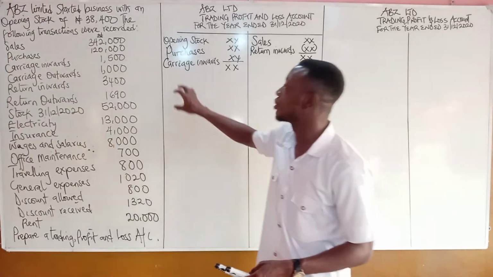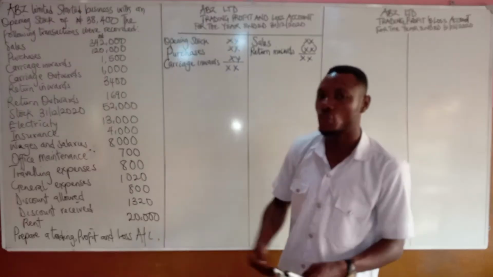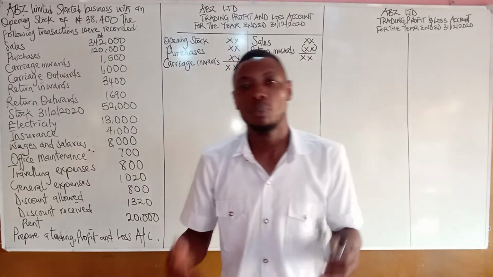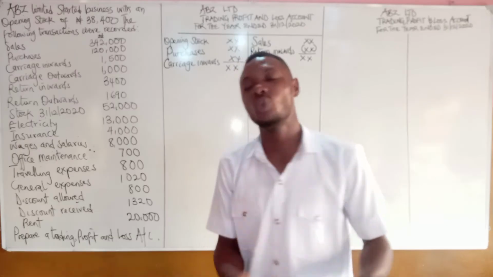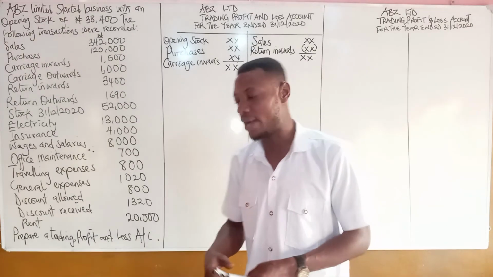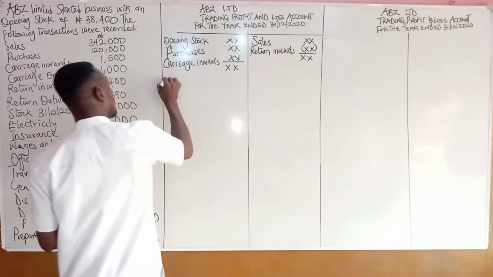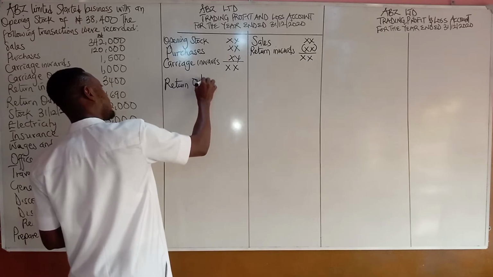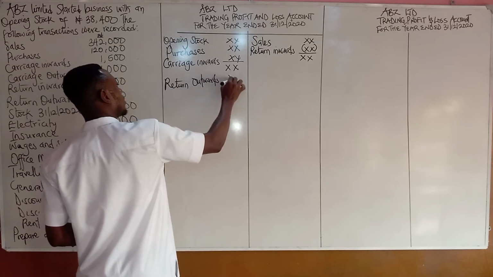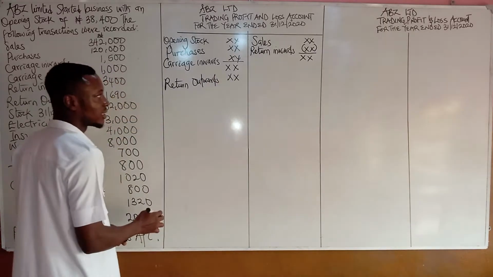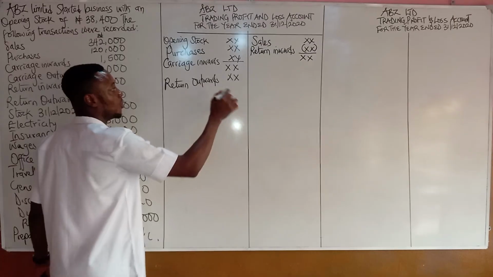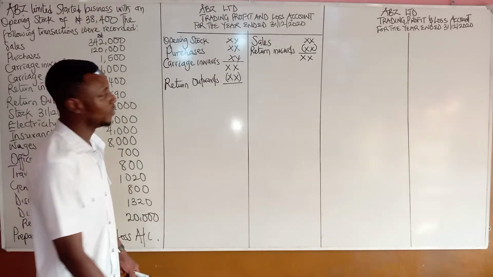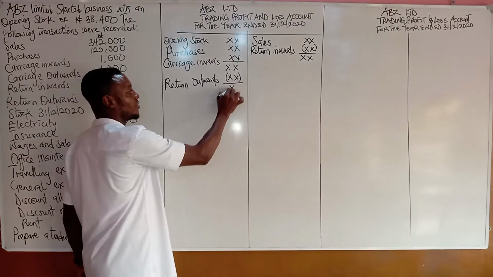Now, any goods you return back to the supplier is called return outwards. Return outwards or purchases return, meaning we are returning it back to the supplier. So we put it here, return outwards. And I said you subtract. Anything you are subtracting, what do you do? Put it in bracket. Good. Great, you are catching up now. So once we subtract, we have this.